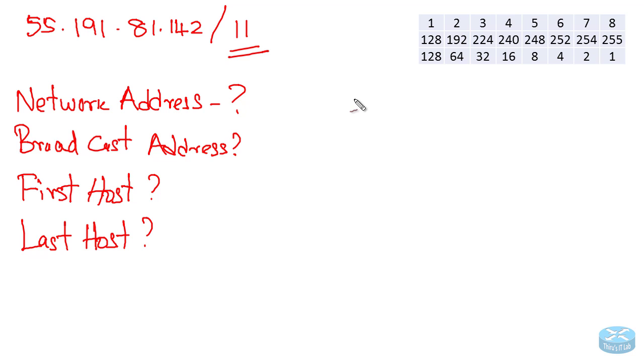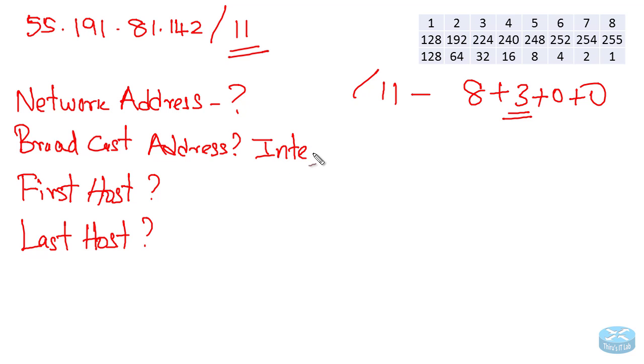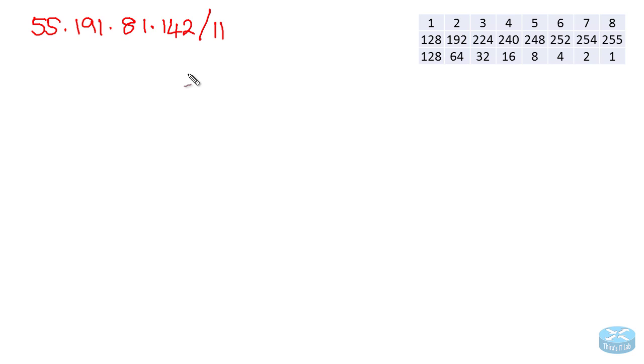First, we need to know what is the interesting octet we are looking at here. So we are looking at the subnet mask value /11. So what is /11? /11 is 8 plus 3 plus 0 plus 0. So we are interested in the second one. So what is the interesting octet here? The interesting octet is the last octet.